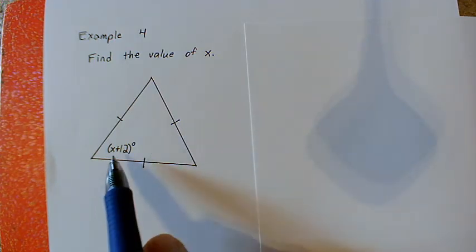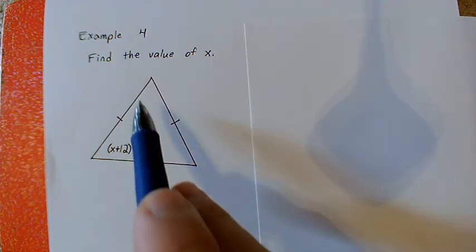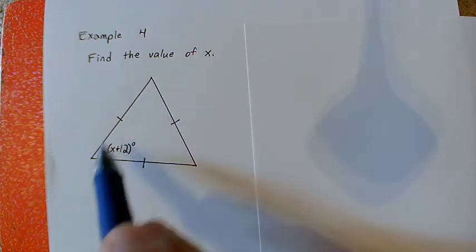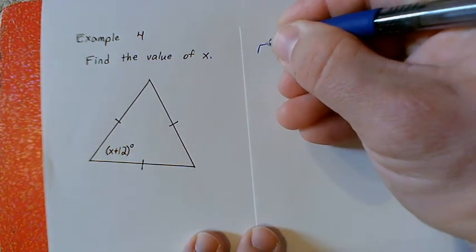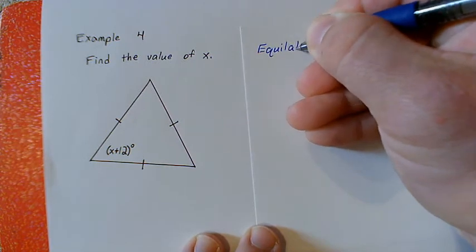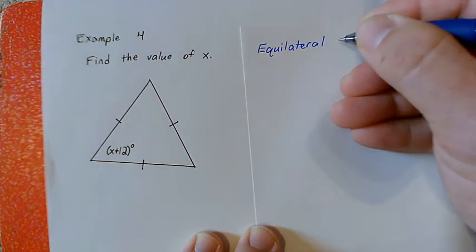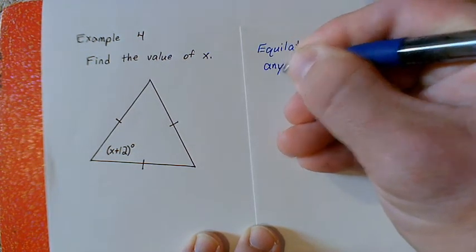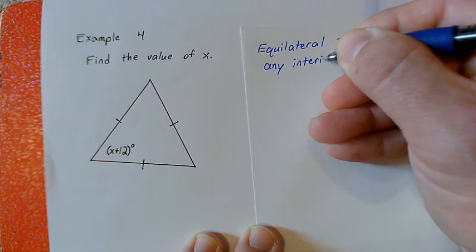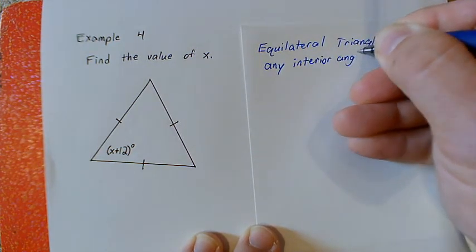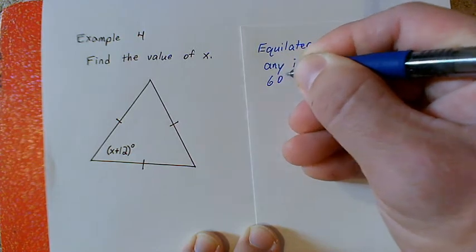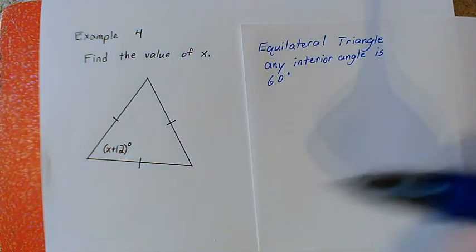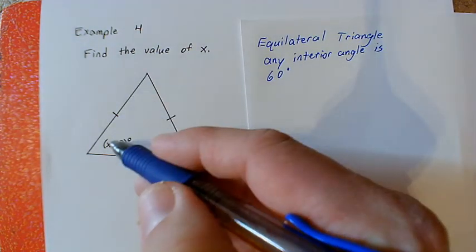So since this is x plus 12, this is x plus 12, and this is x plus 12. In other words, I could do x plus 12 for every single angle, but here's the deal. Anytime you've got an equilateral triangle, as I do here, you can assume that every angle is 60 degrees. So any interior angle is 60 degrees. And the reason why is because that's the only way that all three angles could be the same and that they would still add to 180. So I know this is 60 degrees, 60 degrees, 60 degrees.